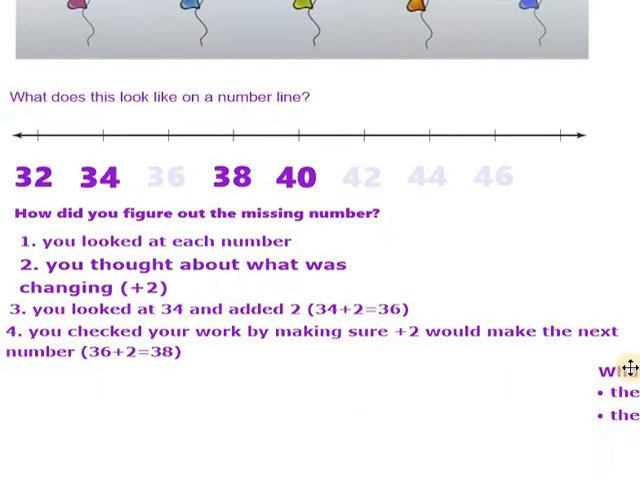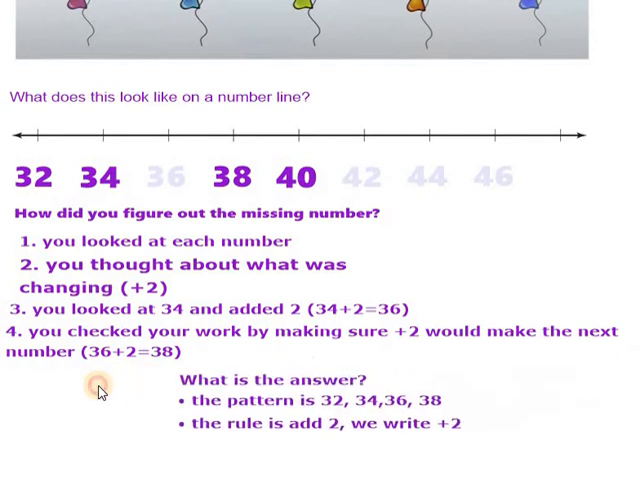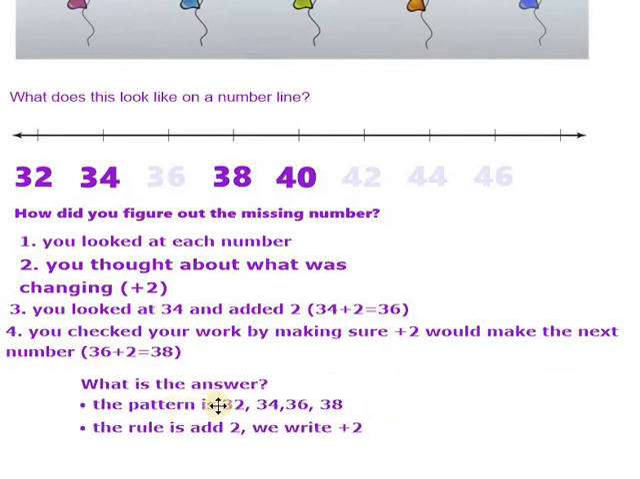So now we want to understand what is the pattern and what is the rule. The pattern is 32, 34, 36, 38. And the rule is add 2. But here's how we write the rule. We write plus 2. That's how we write the rule.